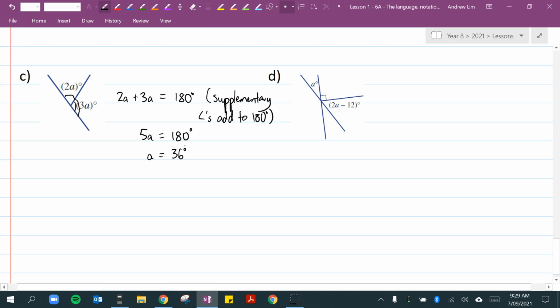And that's it. So that means that this angle here, the left one, the 2a, has to be 2 times 36. This has to be 72 degrees. And this one here has to be 3 times 36, which is 108 degrees. And when we add them together, 72 plus 108, we get 180 degrees. So we can double check our answer to make sure we got it correct. And yep, that makes sense.